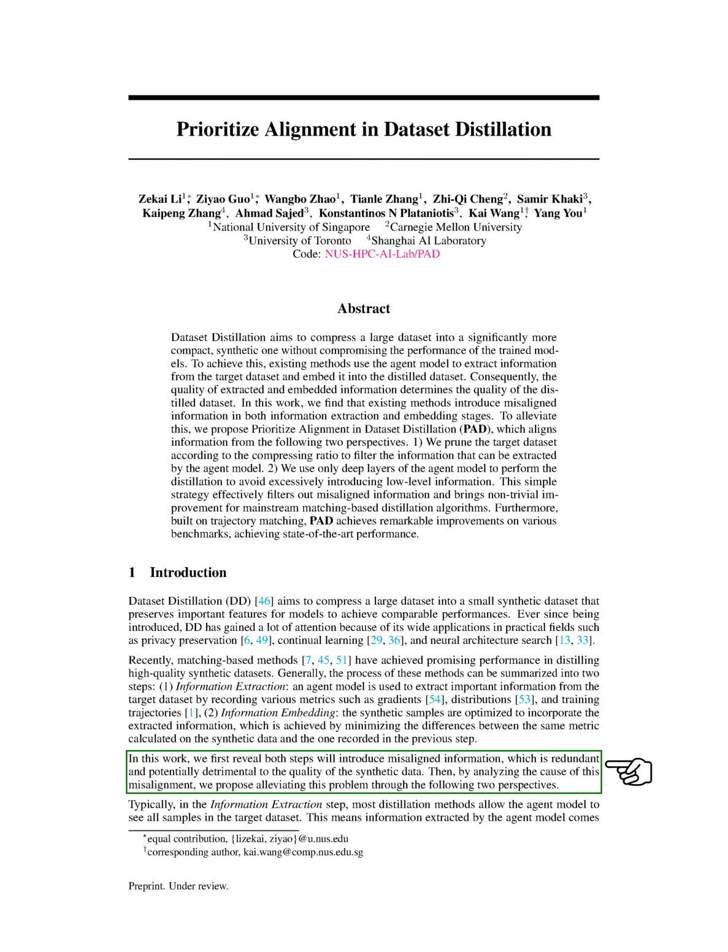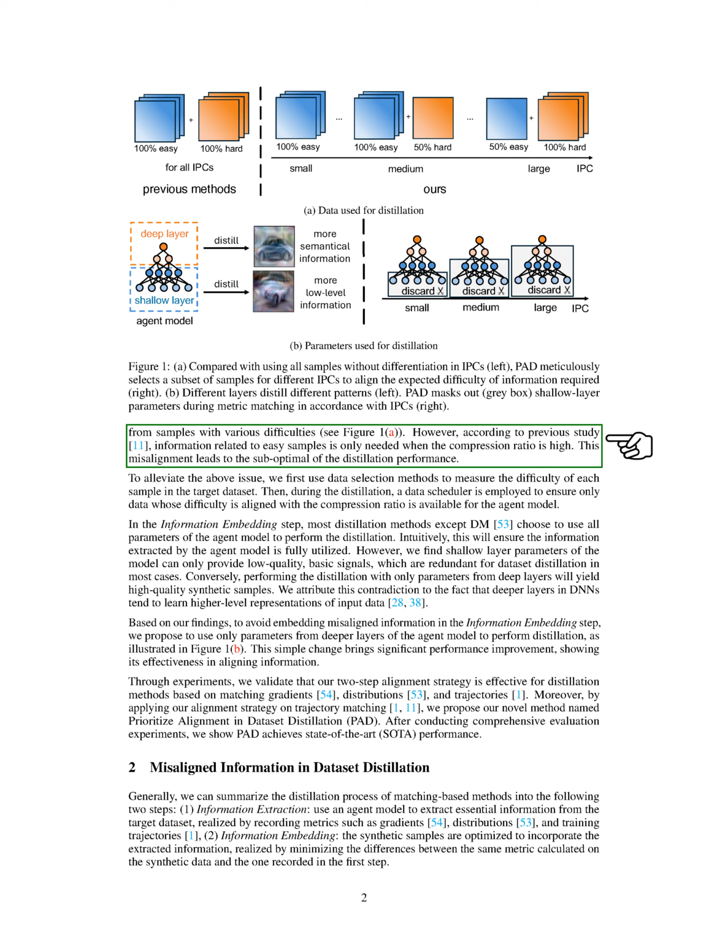However, we reveal that both steps can introduce misaligned information, which can be redundant and harmful to the quality of the synthetic data. We analyze the causes of this misalignment and propose solutions from two perspectives. In the information extraction step, most methods allow the agent model to access all samples in the target dataset, leading to the extraction of information from samples of varying difficulty. Previous studies suggest that we only need information from easier samples when the compression ratio is high, indicating that this misalignment can hinder distillation performance.